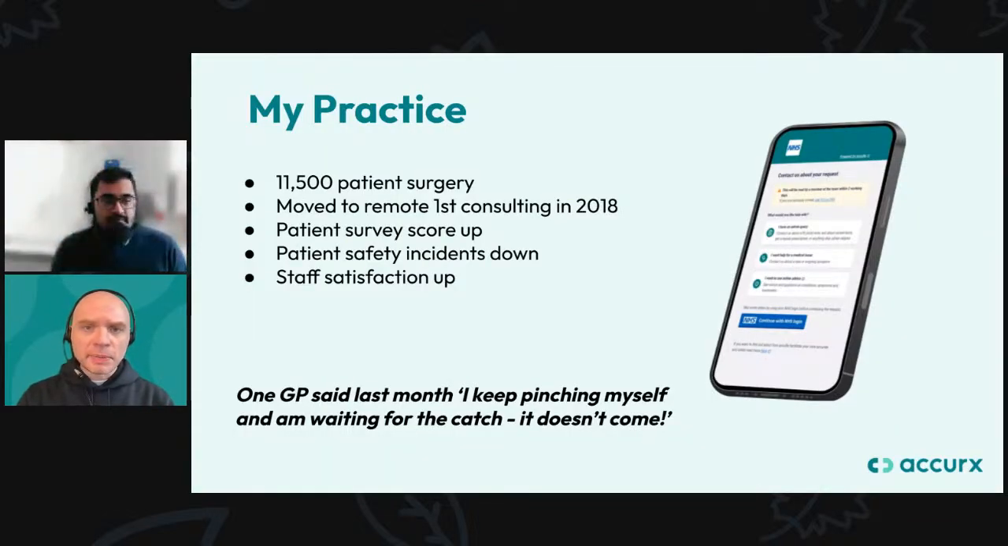A lot of what I'm going to talk about is based upon things I've done. So just a little bit about my practice. We're a practice in Surrey. We had remote consulting that moved over in 2018. Largest practice, 11,500 patients, and it wasn't a disaster. So we did this pre-pandemic, had patient survey scores up. We actually had safety incidents go down. Staff satisfaction went up. And I've included a quote from one of our GPs who joined us last year. He said that they keep pinching themselves and they're waiting for the catch.